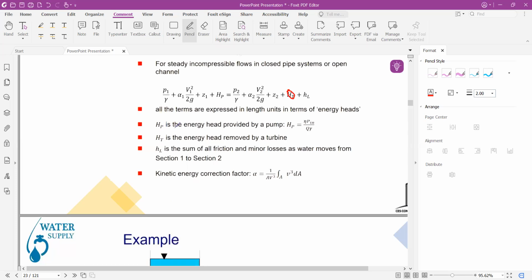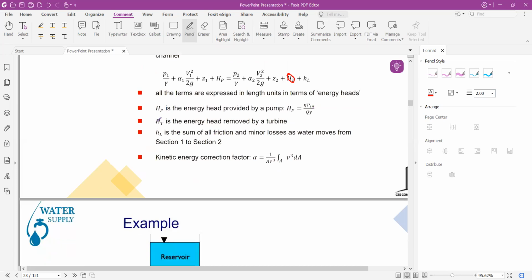So HP is basically the energy head provided by a pump. It is equal to the efficiency of that pump times the power input given to that pump, divided by the product of the flow and the unit weight. And HT is basically the energy head removed by a turbine. A turbine utilizes the head created by a system when we install it on the downstream side, so it produces electricity or other output like that.